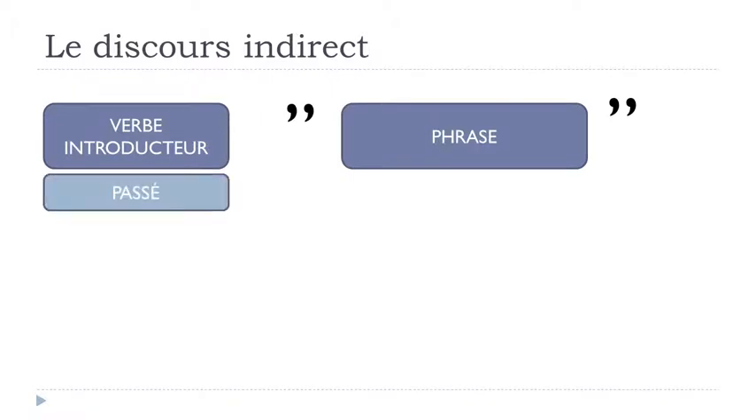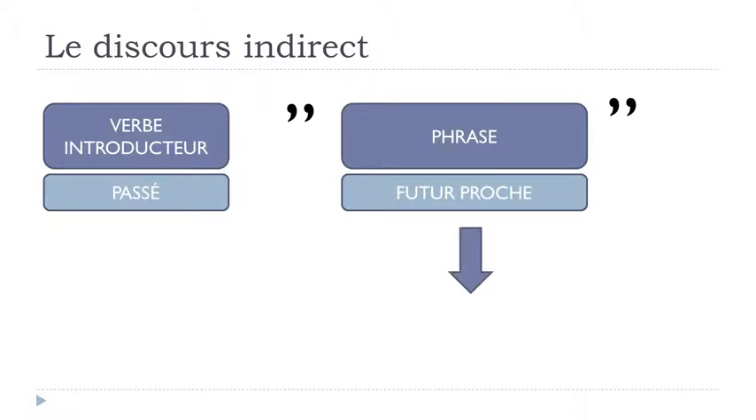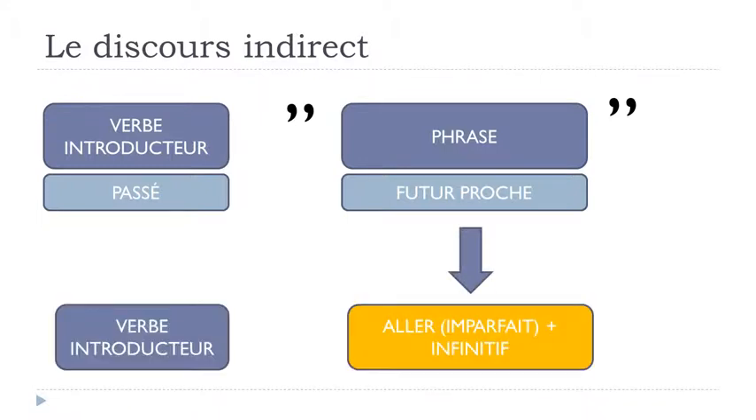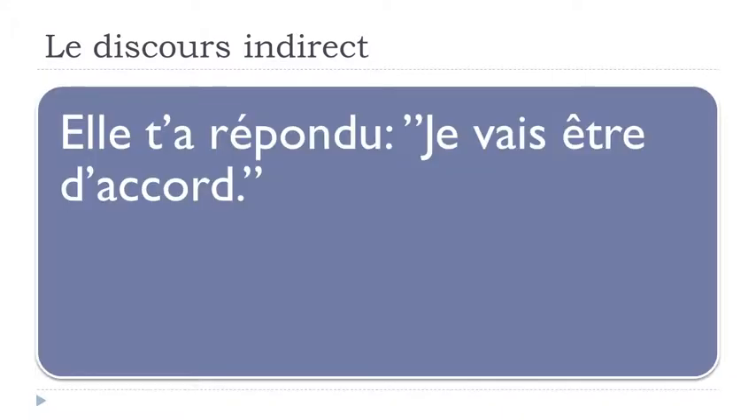So now if we've got the futur proche in the second part, this futur proche will become aller, and it should be at the imparfait form plus l'infinitif. And so, elle t'a répondu, je vais être d'accord. So keep in mind that when we talk about this futur proche, well, it's aller anyway, but in that case, it's at the present form. Je vais, I am going to be, okay, je vais être, we want to make the liaison, je vais être. So I am going to be, and in that case, as I said, it's the present form.